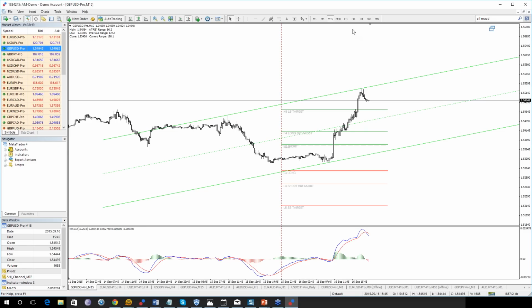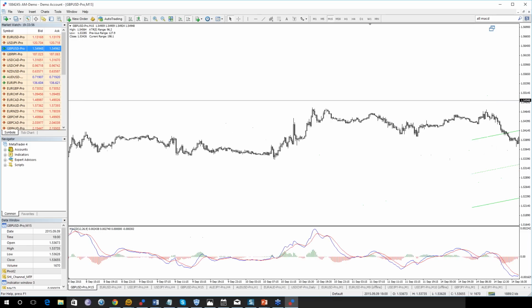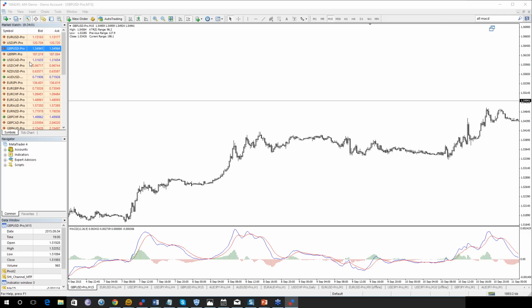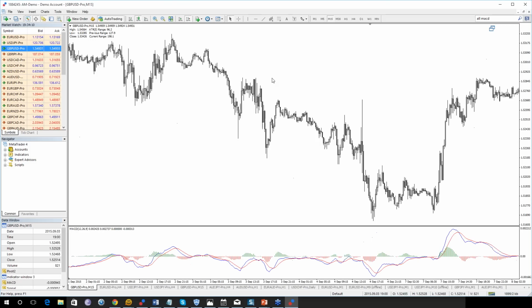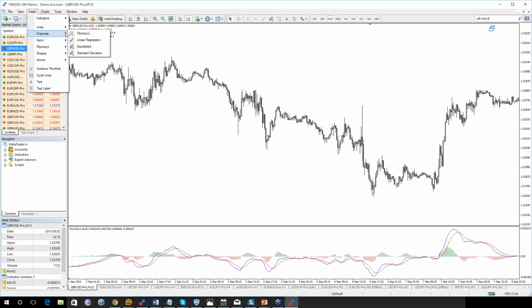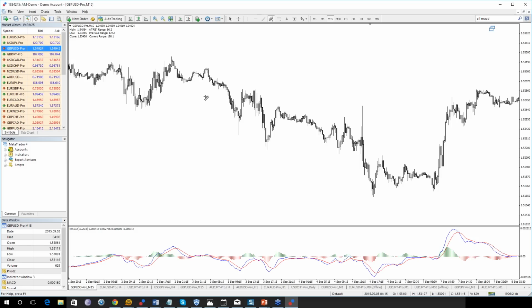The only thing I use is manually drawn equidistant channels. Okay? When I spot a channel, I will use an equidistant channel to plot it. I will show you how to draw it. Okay, here. First, you need to see a zigzag and to spot a zigzag. Insert, Channel, Equidistant. Here you can spot some nice movement, so you just need to connect two points.